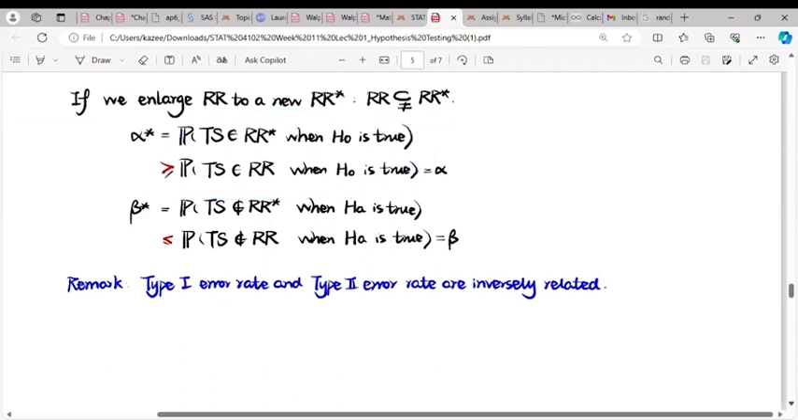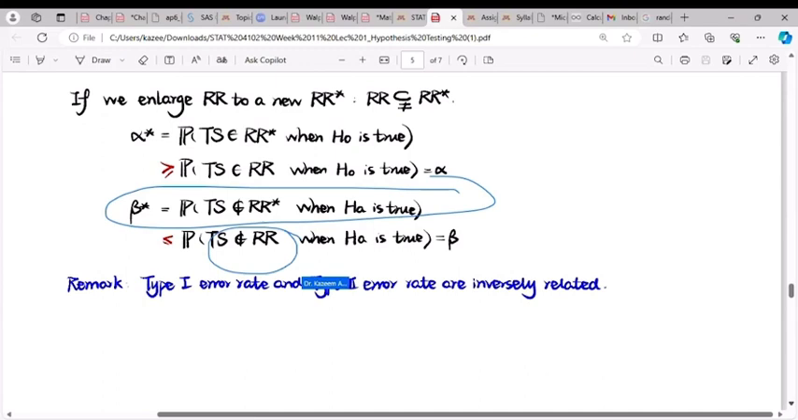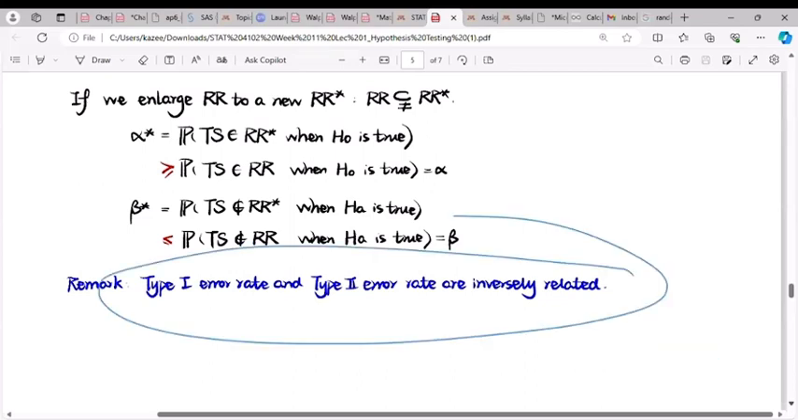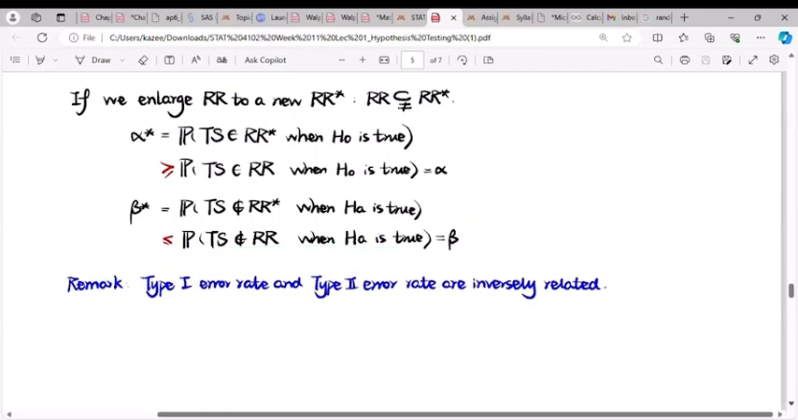And if you take a look at the new type 2 error, because the acceptance region is now shrunk, it's now reduced compared to the acceptance region you had before, the new type 2 error is going to reduce. What does that imply? That implies type 1 error rate and type 2 error rate are inversely related. Inversely related means when you reduce type 1 error rate, you automatically increase type 2 error rate. And when you reduce type 2 error rate, it is automatically going to tell on the other one too. And that is it.